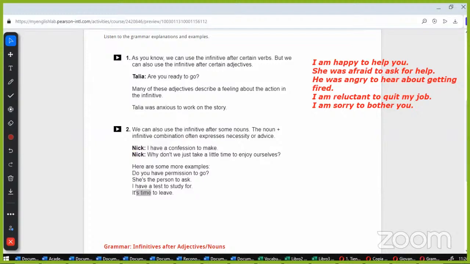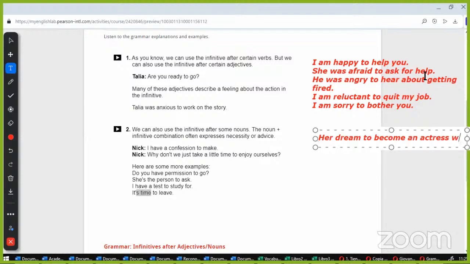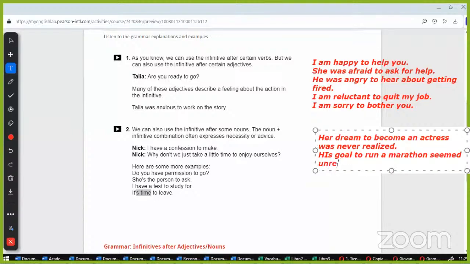Okay, so I'll create a few more examples here. Her dream to become an actress was never realized. His goal to run a marathon seemed unrealistic.